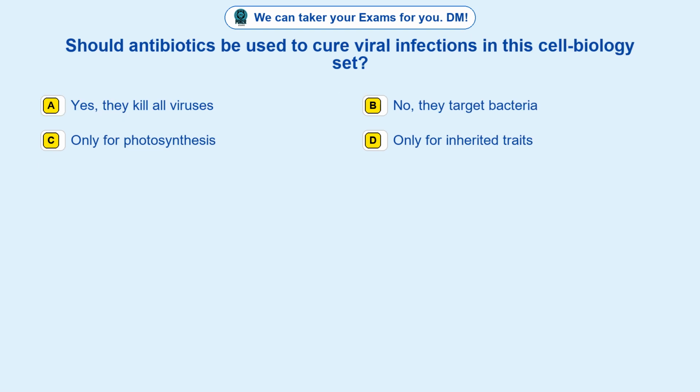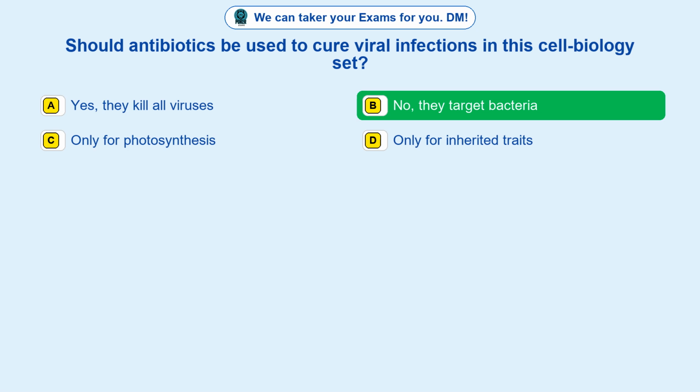Question 13. Should antibiotics be used to cure viral infections in this cell biology set? Option A. Yes, they kill all viruses. Option B. No, they target bacteria. Option C. Only for photosynthesis. Option D. Only for inherited traits.